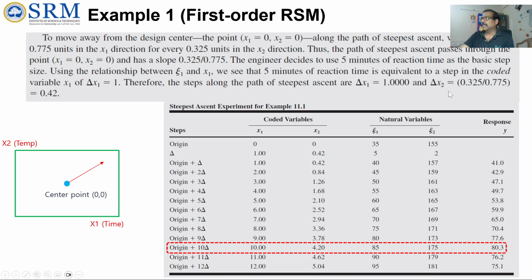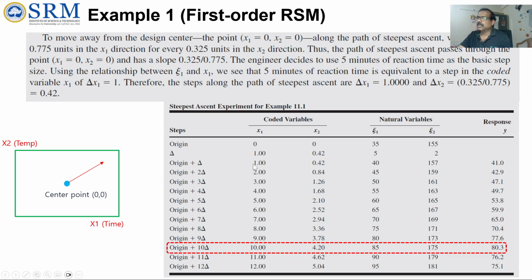Initially for x1, since it's 1, we are going with the 5. But for x2, delta x2 is the slope value calculated from the ratio of beta 2 divided by beta 1. So that is coming to 0.42. From the usual uniform interval of 5, 5 into 0.42 is 2.1. Instead of 2.1, I am giving a 2. So the step size will be 5 for x1 and 2 for x2.